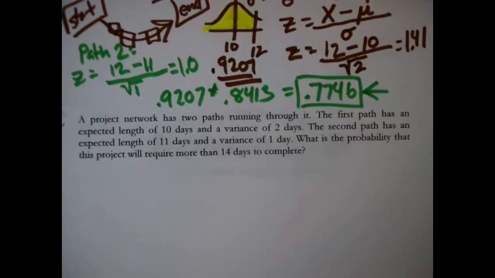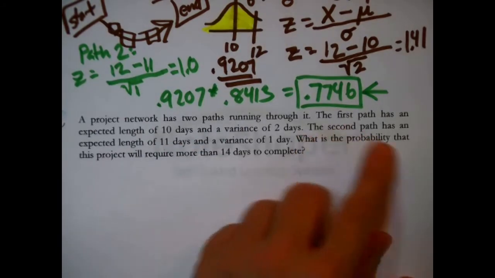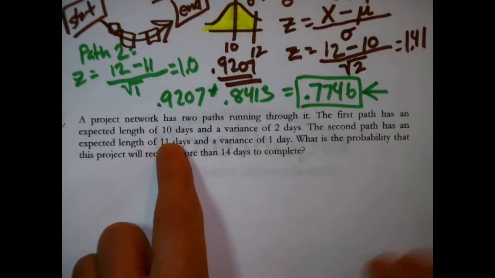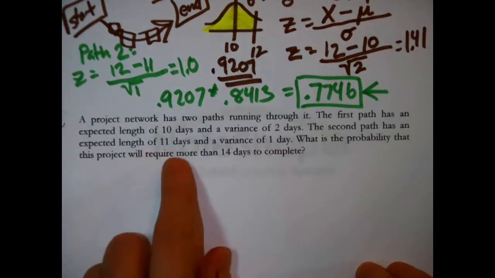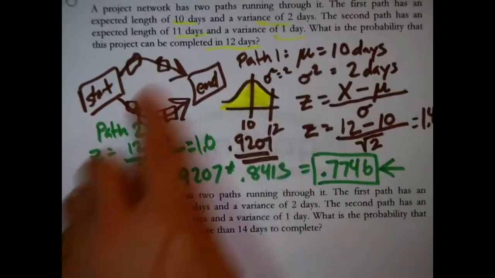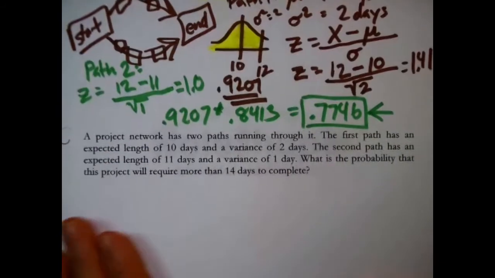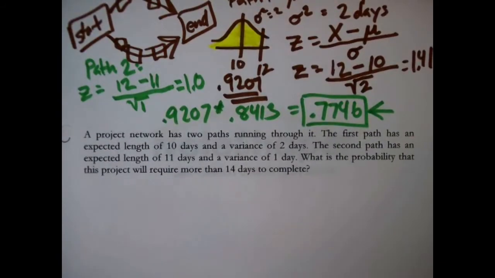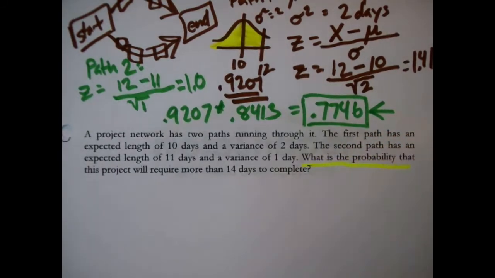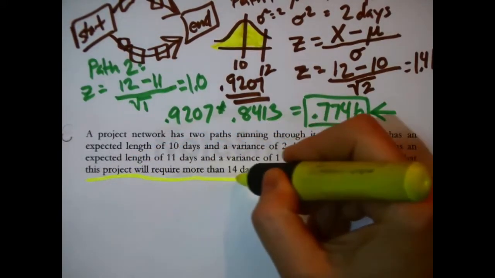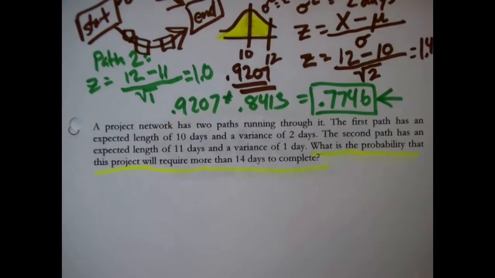A project network has two paths running through it. The first path has, it's the same two paths, an expected length of 10 and a variance of 2. The second, an expected length of 11 and variance of 1. It's this situation here. What is the probability of the project? Now wait a minute, the question is slightly different. What is the probability that this project will require more than 14 days to complete?